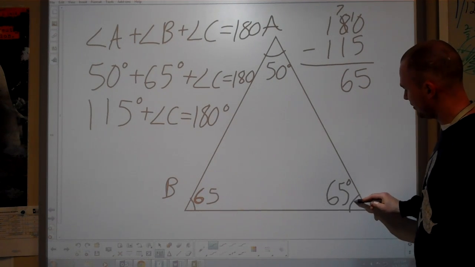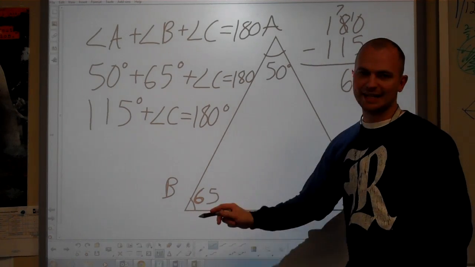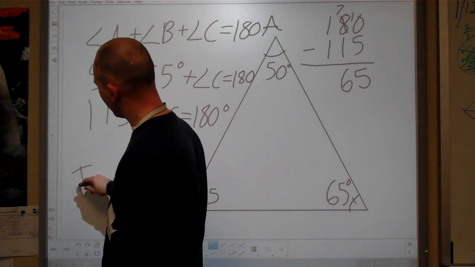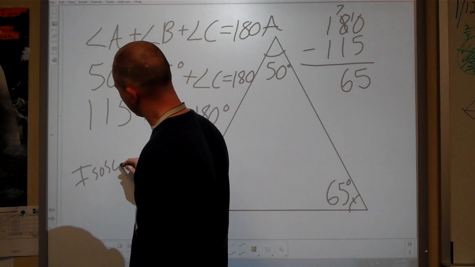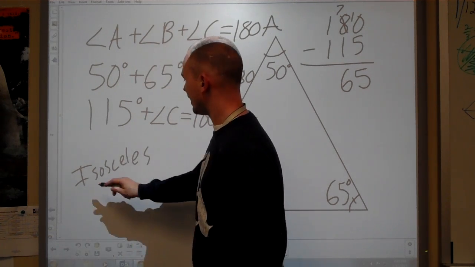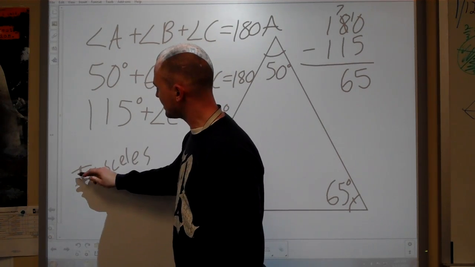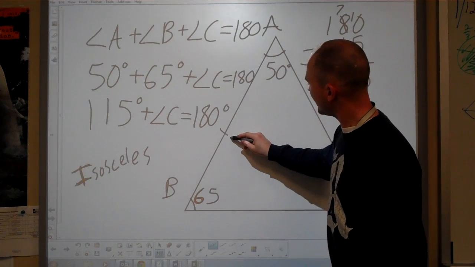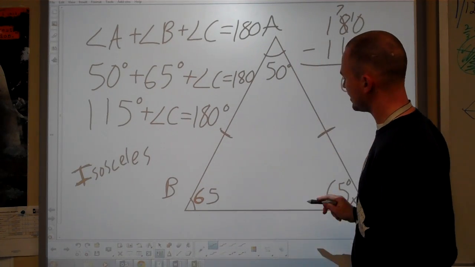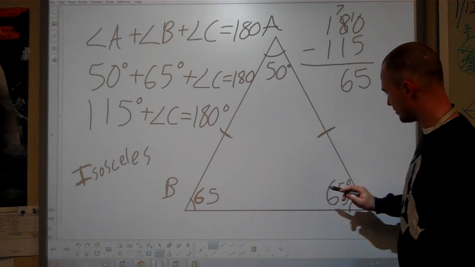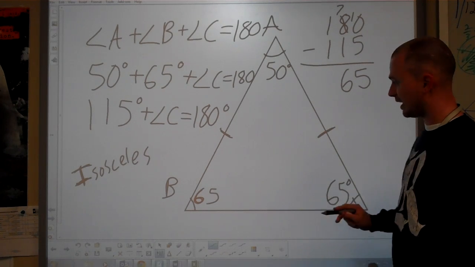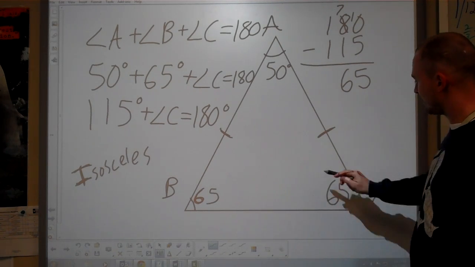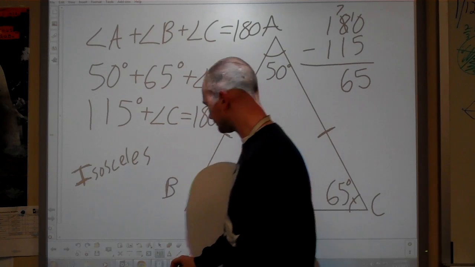Now this right here is what we call an isosceles triangle. Isosceles triangle. That means it's got 2 equal sides. That means this side and this side are going to be equal, and 2 equal angles, 65 and 65. So angle B and angle C are going to be equal.